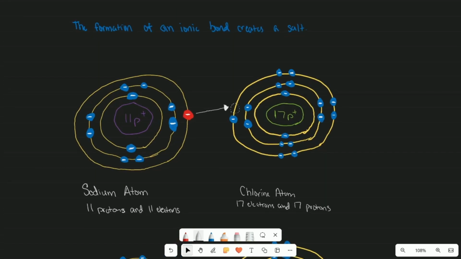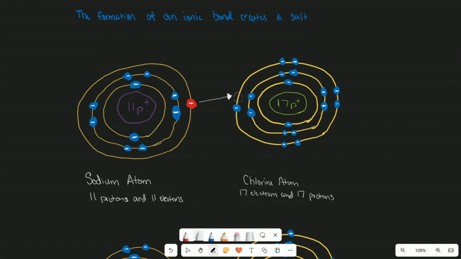So here what you're looking at, I have the sodium atom. This entire thing is the sodium atom, and this entire thing over here is the chlorine atom. So you're looking at its electrons, all the different electron shells. The one you really need to pay attention to is what they call the valence electron, or the outermost shell, and that's the one I have here in red.